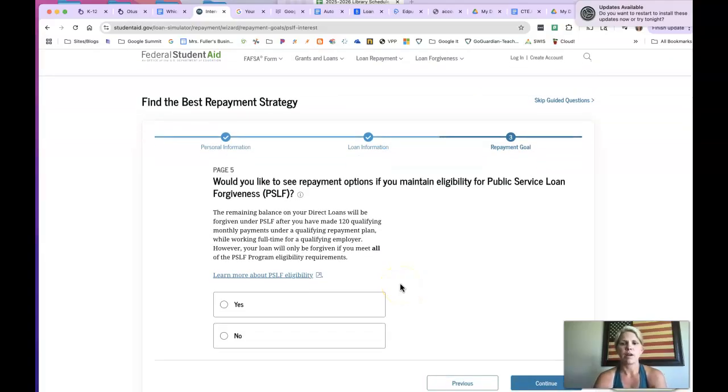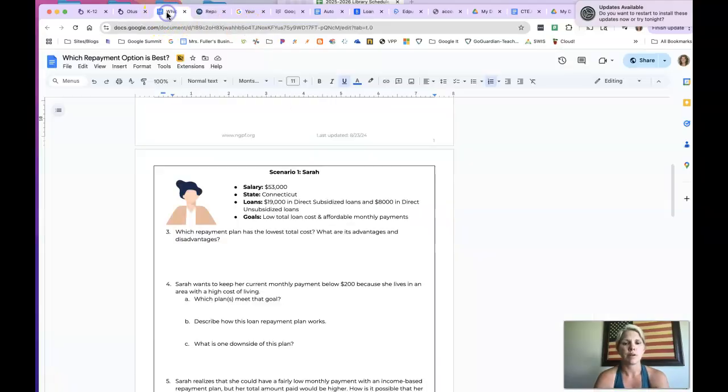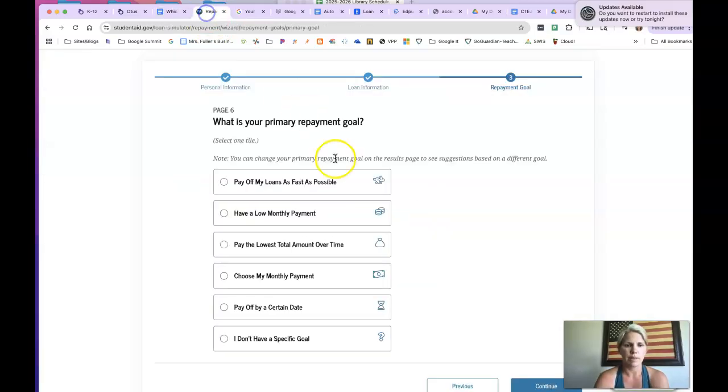Would you like to see repayment options? And if she's eligible for the public service loan, we're going to say that she's not. What is her primary goal? So we're going to go back and look at it. So her goal is low total loan costs and affordable monthly payments.